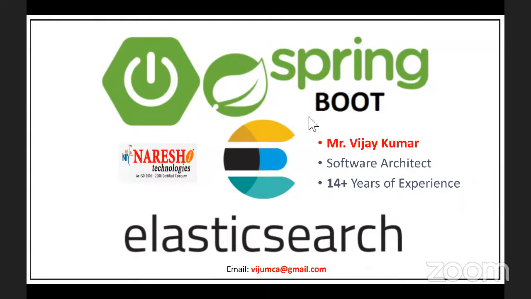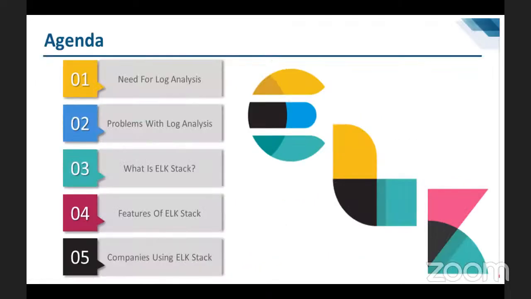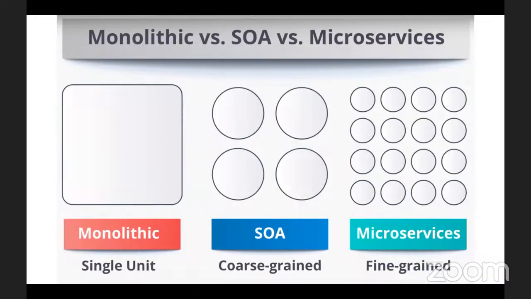Yes, we are going to our workshop. What exactly is the agenda here? First of all, on ELK Stack: what is log analysis? What are the problems with log analysis? What is ELK Stack? What are the features of ELK Stack? And why are companies using ELK Stack? So a small background on ELK Stack is what I'm going to give. Also, I'm going to cover monolithic architecture, service oriented architecture, and microservices architecture. So totally two different frameworks. Spring Boot is especially a framework for developing microservices architecture. Spring Boot is a framework which is mainly developed for microservices architecture.